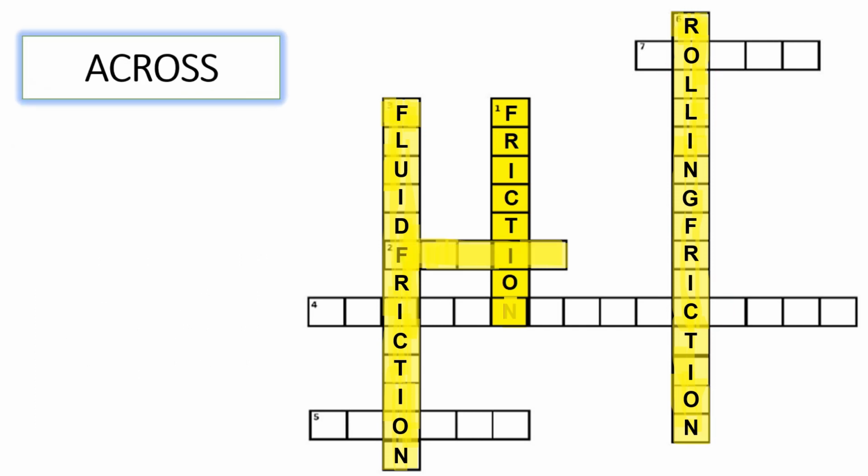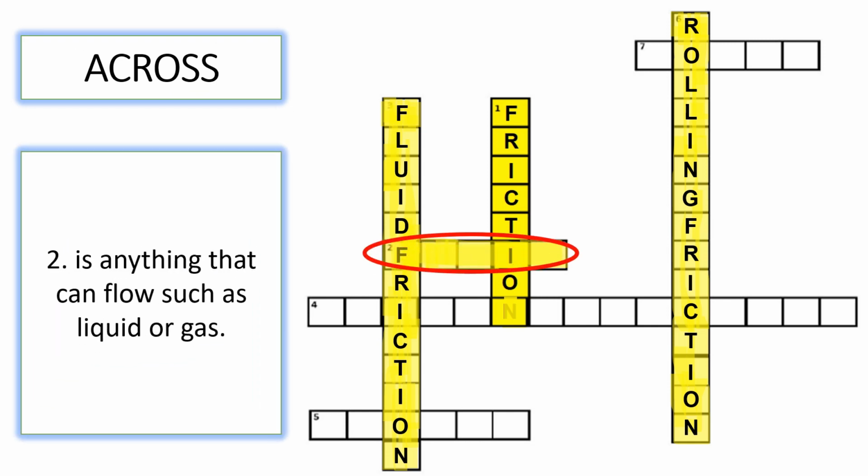Now, let's answer words written across. First, is anything that can flow such as liquid or gas. What is this word? If your answer is fluid, then you are correct.